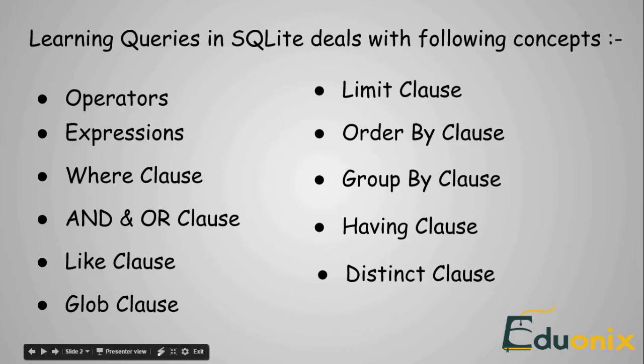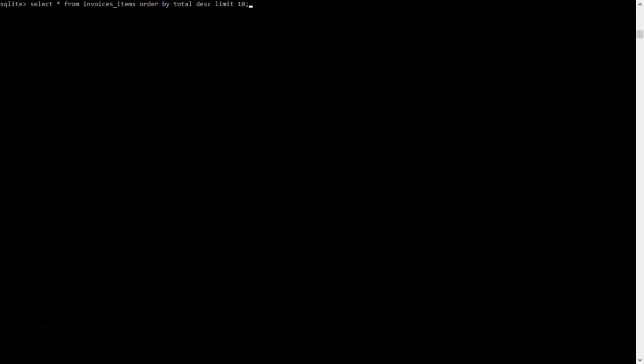Now next is the ORDER BY clause. The ORDER BY clause helps us arrange the data either in ascending or descending order. For example, select asterisk from invoice items order by the name of the column we have to arrange. For our example, I have taken total, and then how you would like to arrange it: DESC for descending or ASC for ascending order, and I'm maintaining the limit at 10.